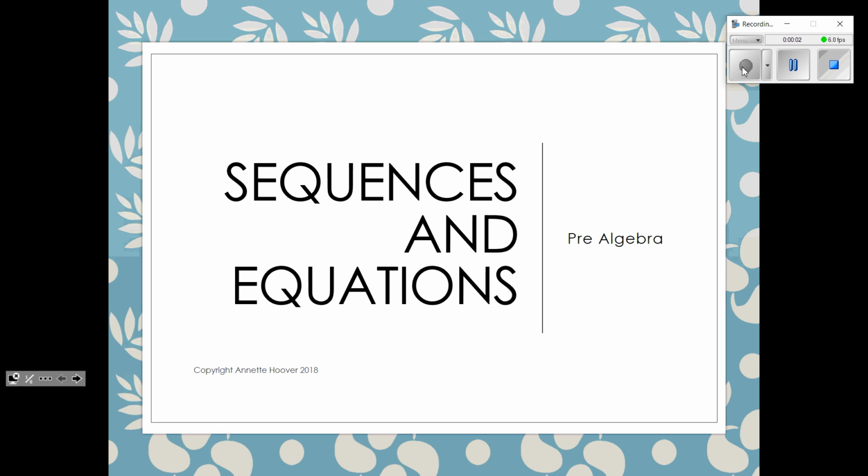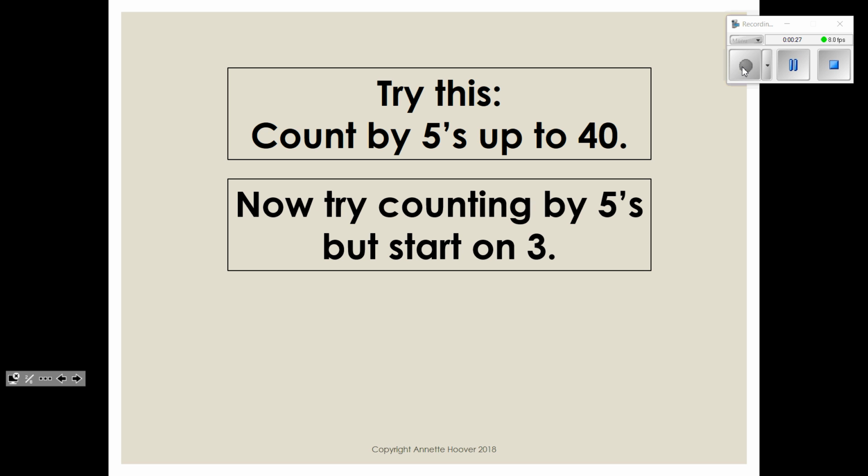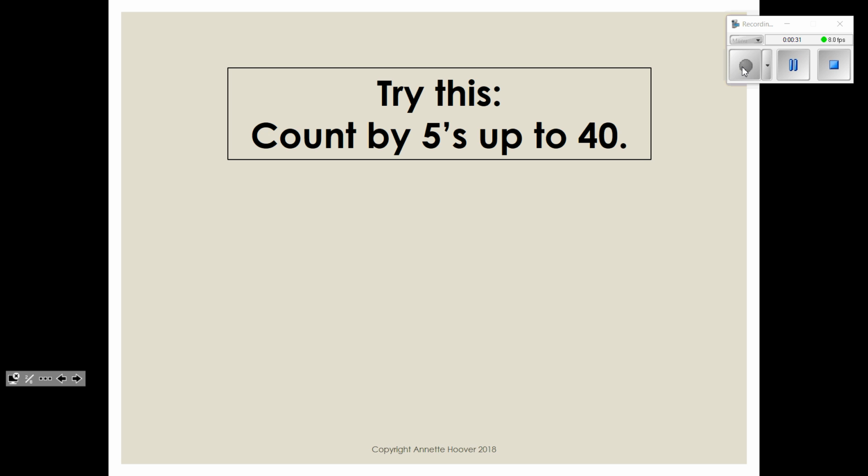This lesson is going to be on arithmetic sequences, and so I've labeled it sequences and equations. So let's look here. First, before we show you what this is, I'm going to have you hopefully understand where this equation that we're going to look at comes from. If I ask you to count by fives up to 40, I know that you could do that. You would go 5, 10, 15, 20, 25, 30, 35, 40.